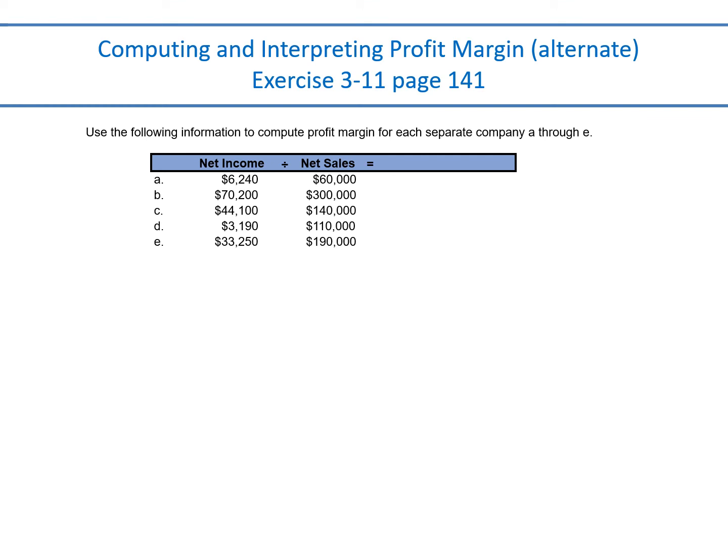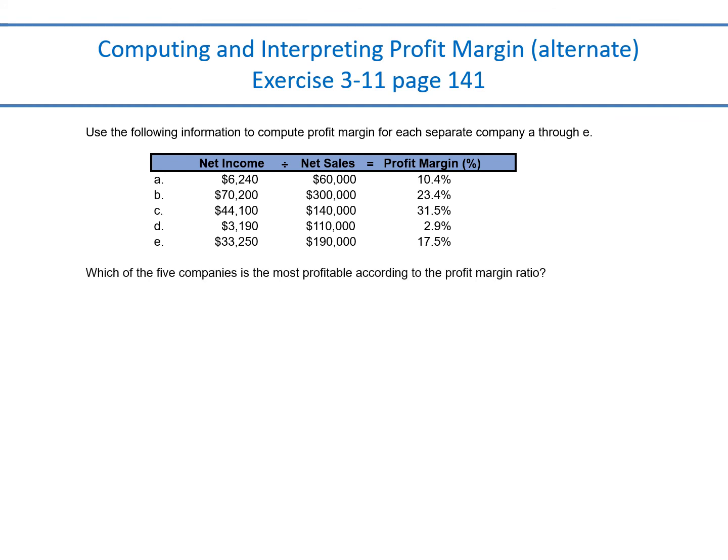Okay, so again, profit margin is net income divided by net sales. Let me just pull up all the answers here. Give you a second to check yours. Okay, and then which of the 5 companies is most profitable according to the profit margin ratio? In this case, it would be company C.